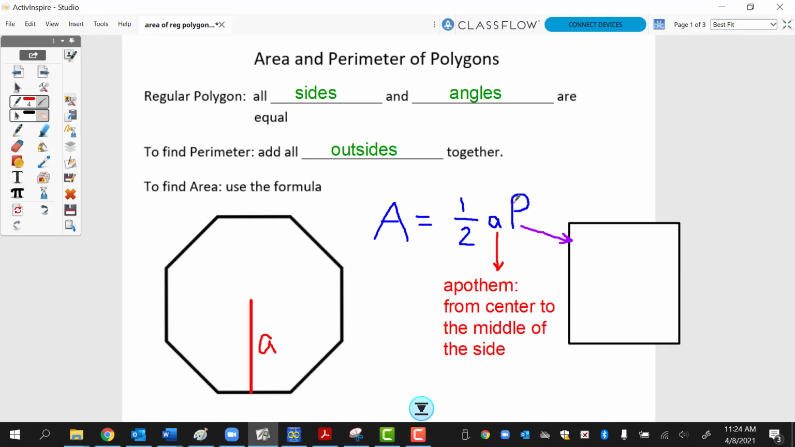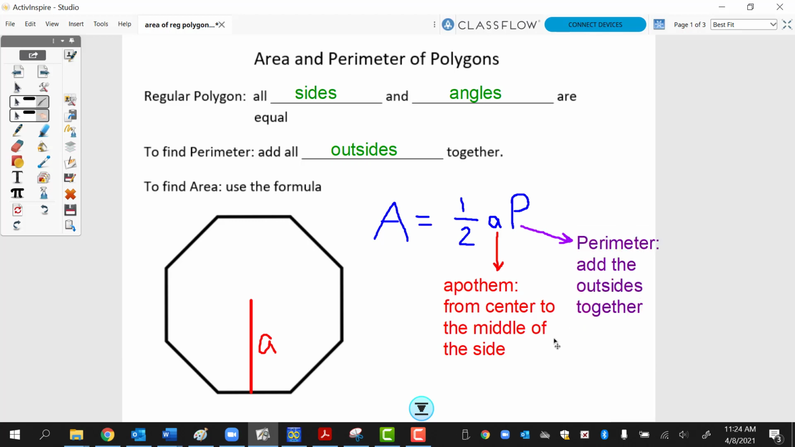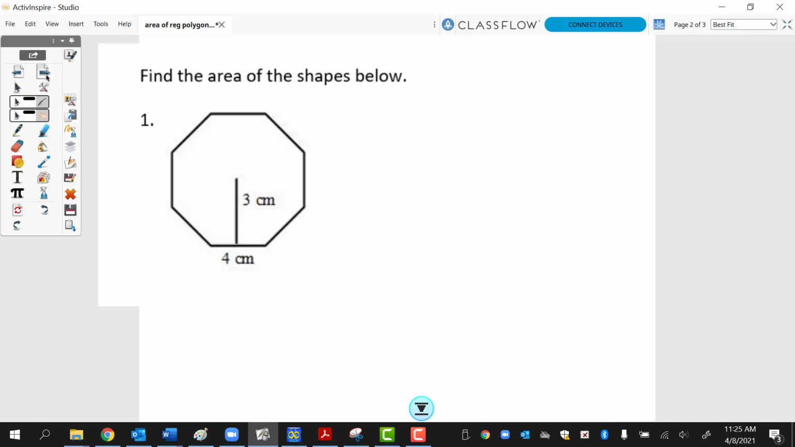Okay. And the capital P. Now, since it's a capital P, that means it's not just a number from the picture. It means you have to do something to figure that out. So the P actually stands for the perimeter of this shape, which we just said means you got to add all the outsides together. So you would add all the sides together before you just plug that number in. It's not just, oh, one of the sides is this, so I put it, no.